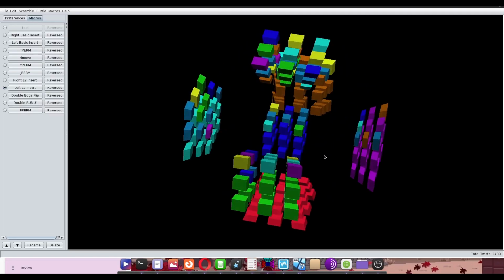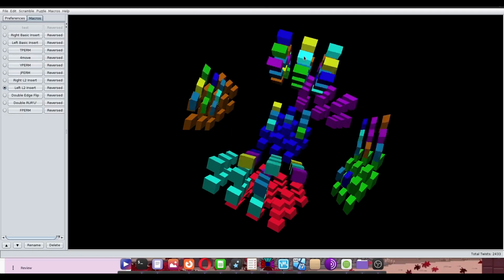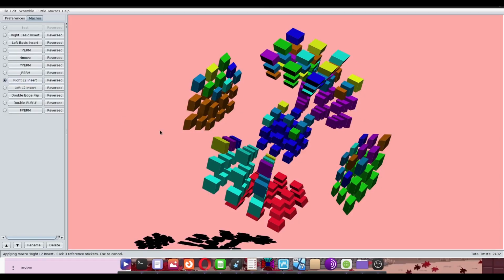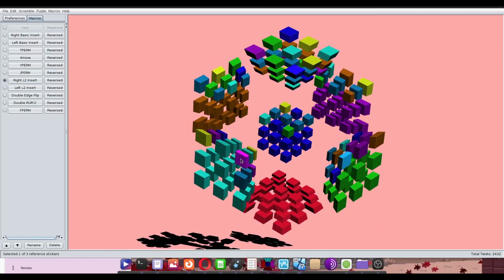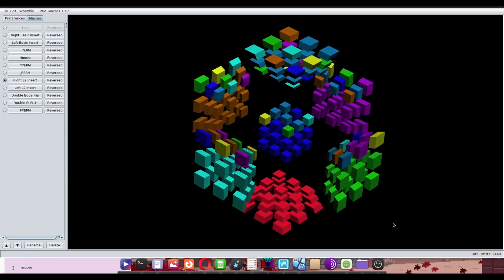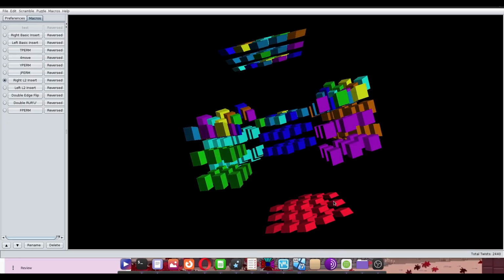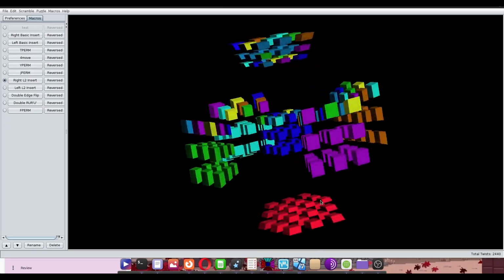I had been changing the orders here though to help build pairs, and eventually all I had to do was insert one last pair with the simple algorithm and finish F2L.